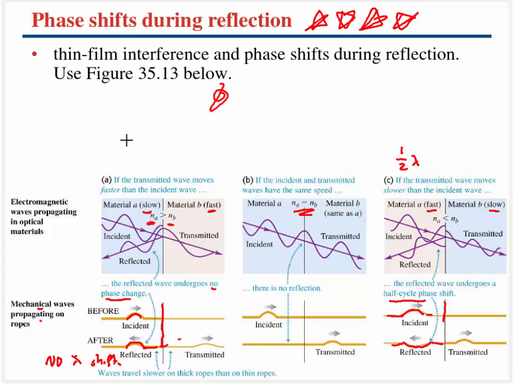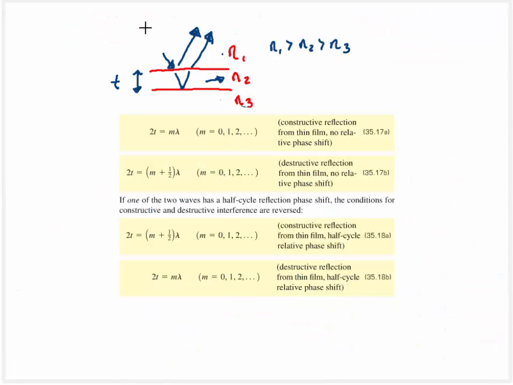Slow to fast, there's going to be no phase shift. Fast to slow, there's going to be a half wavelength phase shift. So the whole key to this is determining whether we have a phase shift or not, and that's going to depend on the index of refraction of the materials. So if I have a ray that's incident upon some material, and it's in index of refraction 1, I'm going to have maybe ray 1 right here.